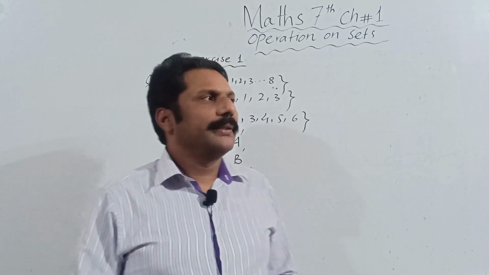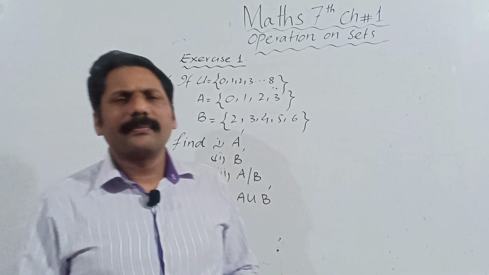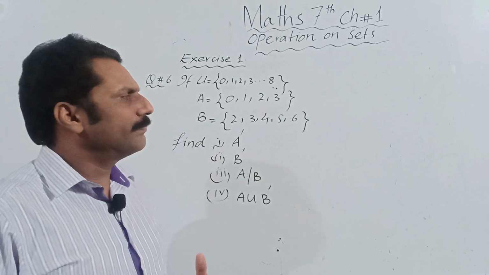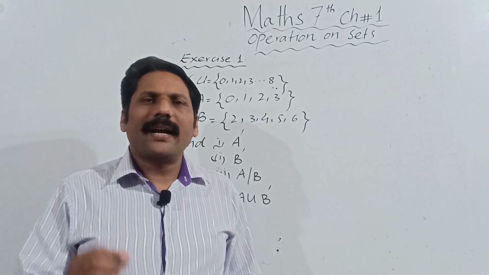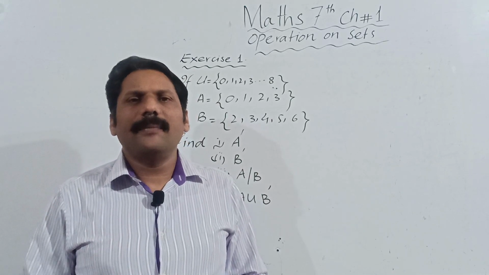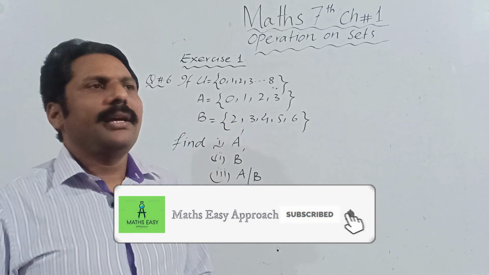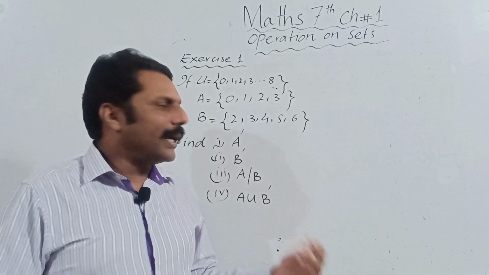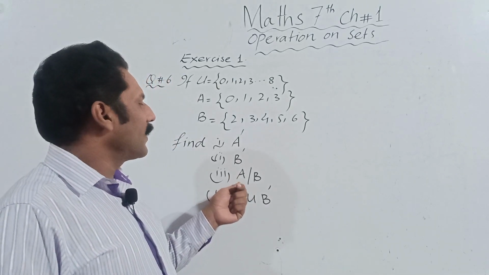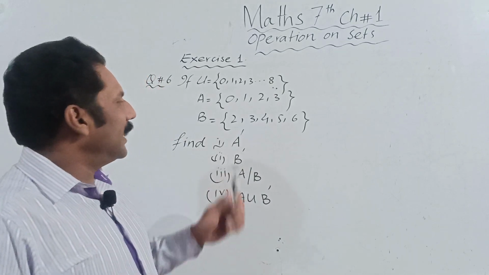Mathematics class 7th, chapter number 1, operation on sets, exercise 1. In this chapter, yesterday we told you how to find A union B, A intersection B, and I also defined set and then different types of sets. Today we will learn how to find the complement of any set, and then we will find A slash B or A given B. So let's start.